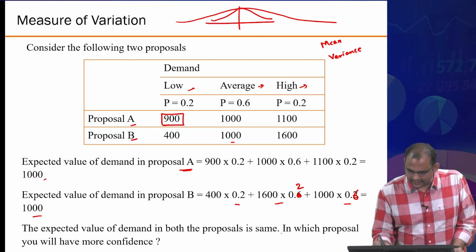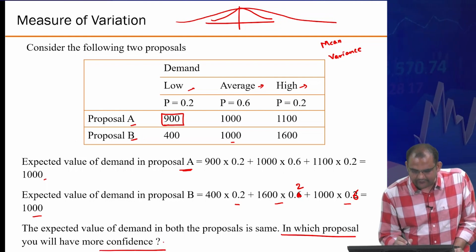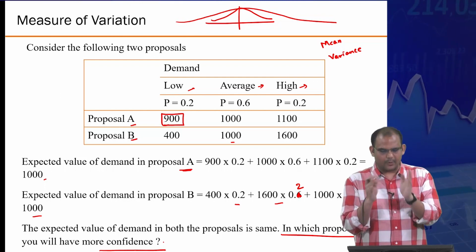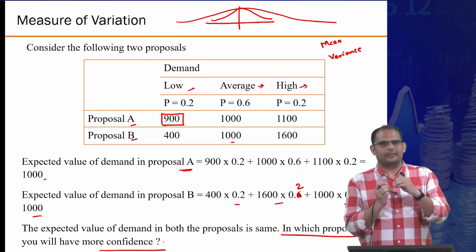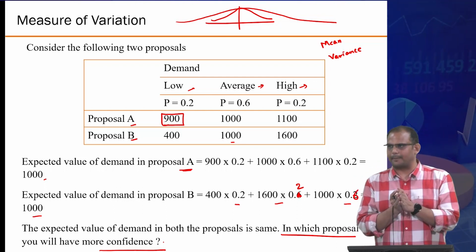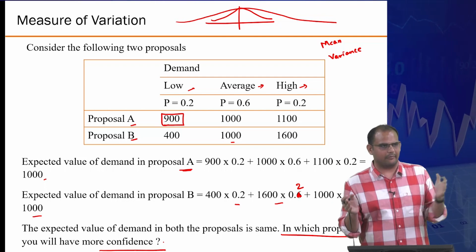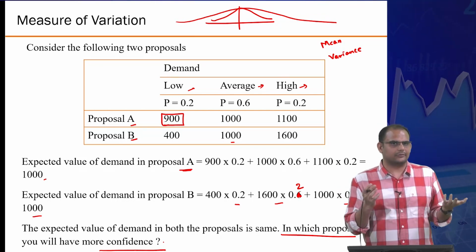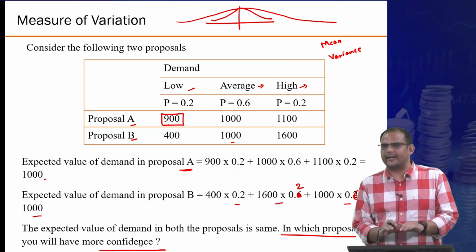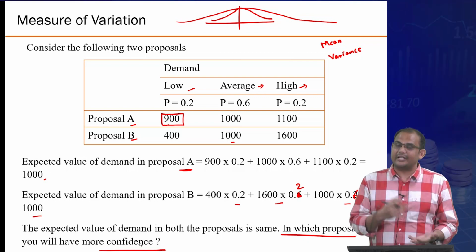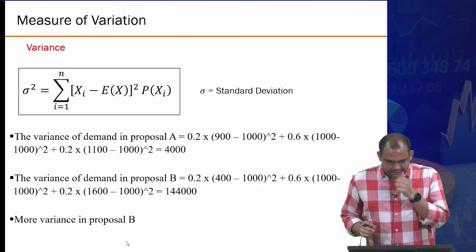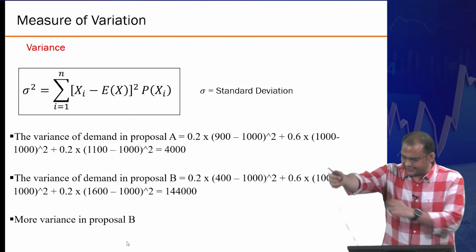But in general, you are going to have more confidence in proposal A because the values are still staying close enough. You can expect that whatever the value, it will still be much closer to 1000 compared to proposal B, where the value could be anywhere between 400 to 1600 and you will be stuck with it, right? So confidence-wise, proposal A gives more idea. Which one is acceptable depends on you. All right. So how do you measure the variations also?